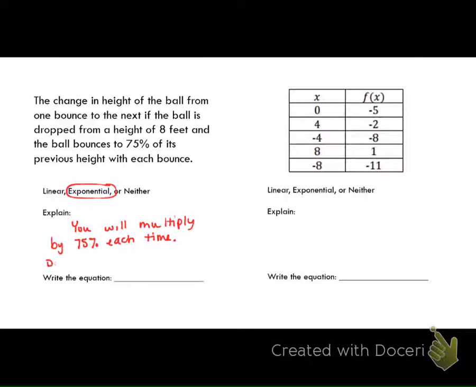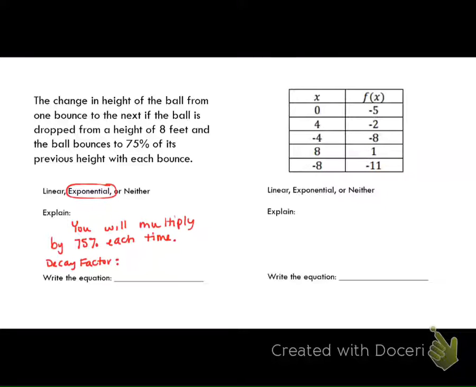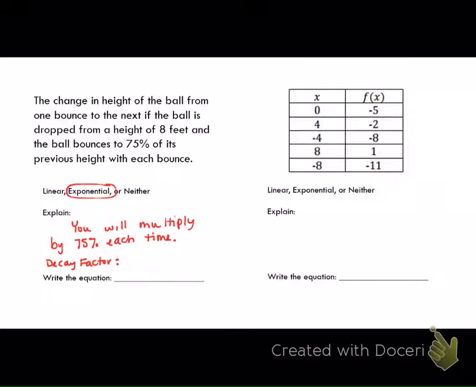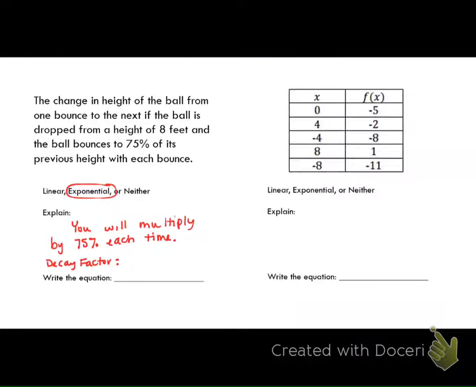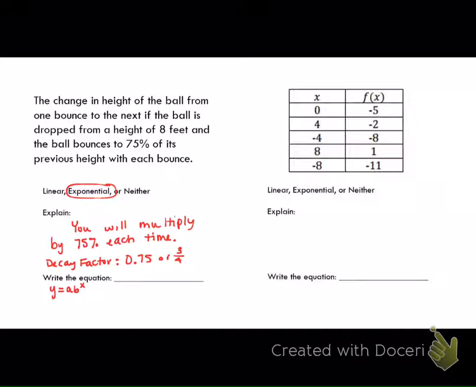Olivia, what would my decay factor be? If it's multiplying by 75% each time, how do you write that as a decay factor? It'd be 3/4 or 0.75, yes. You have to change it to a decimal. So either one of those is completely fine. We just can't keep it as a percentage.